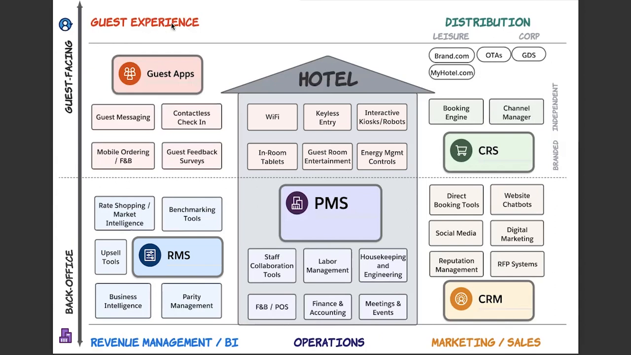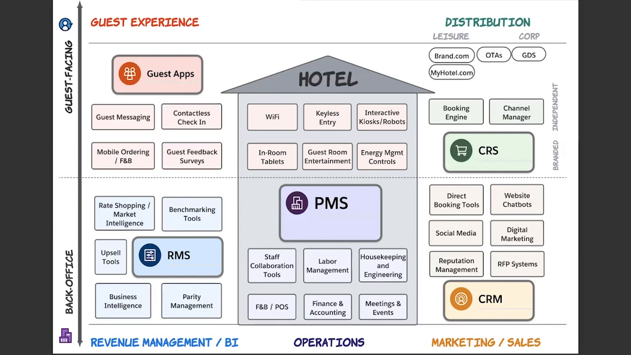Guest experience category is represented by various guest apps that have multiple functions. They can do everything from booking a room to ordering room service and even making your bed if you ask nicely. There are also various other products, many of which involve hardware, like in-room Wi-Fi, tablets, guest room entertainment, etc.